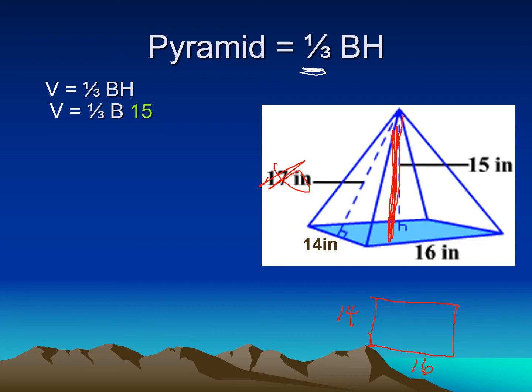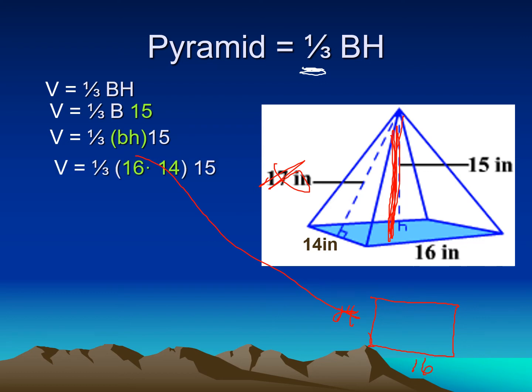I'm not going to give you any that are parallelograms. That's too hard to see on there. It's turned sideways, so it's rectangle. Alright, so that'll be base times height for that rectangle. That BH is for that rectangle, your base right there. So 14 times 16. And then don't forget your 1/3.